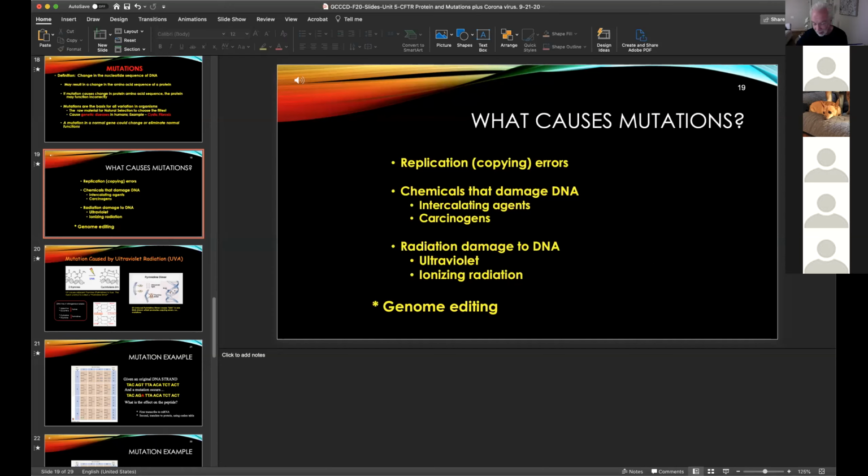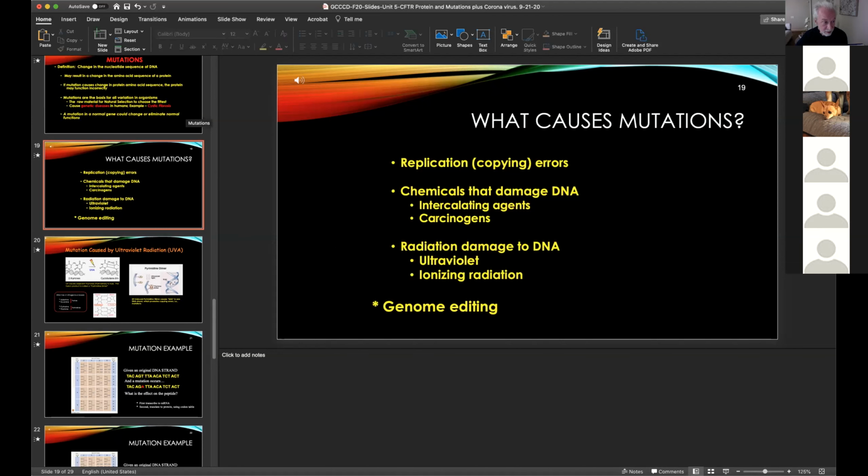And at the bottom there, I've indicated genome editing. And we'll discuss that in some detail later. And I'll tell you about this new method of making mutations called CRISPR. And CRISPR is an amazing process and an amazing tool, and it really, for the purposes of making mutations, makes all the rest of these obsolete. Genome editing is now the best way to make mutations. And I'll tell you about that at a later time.